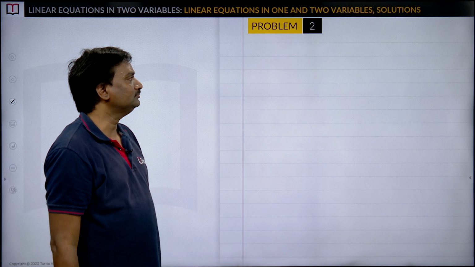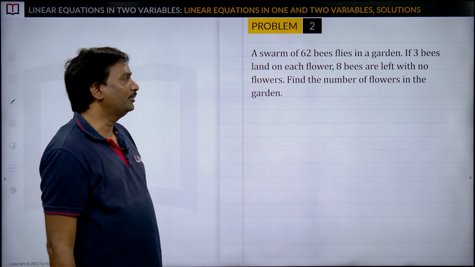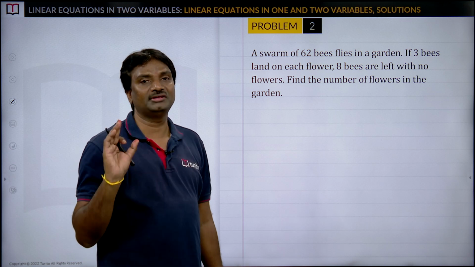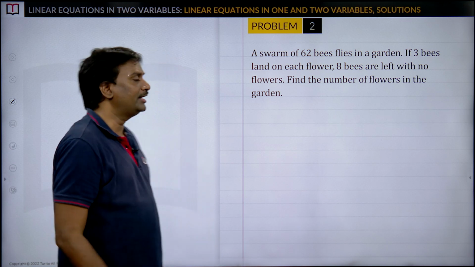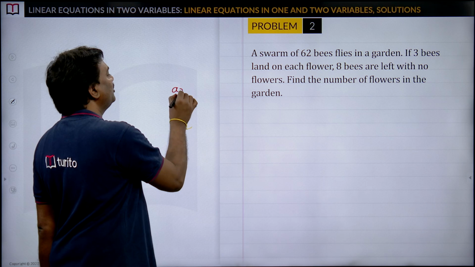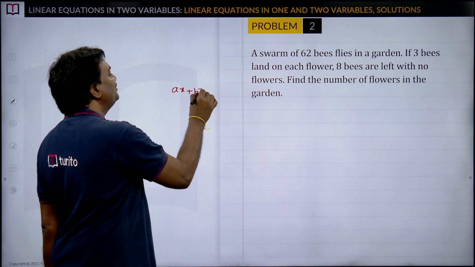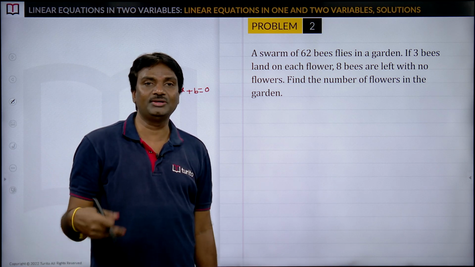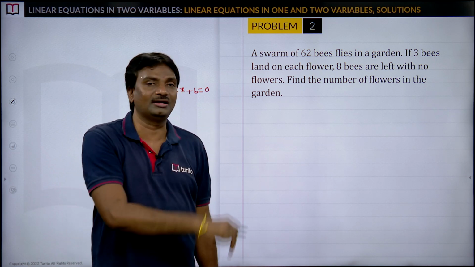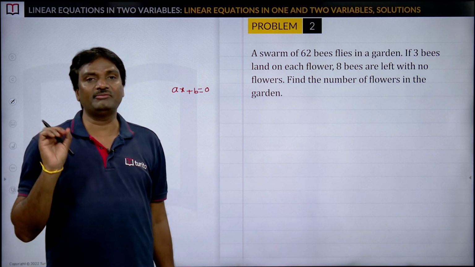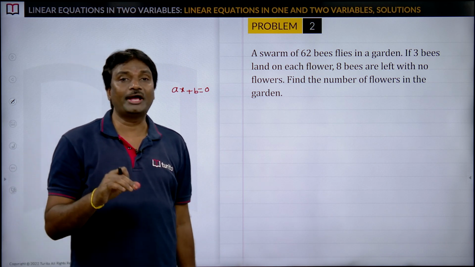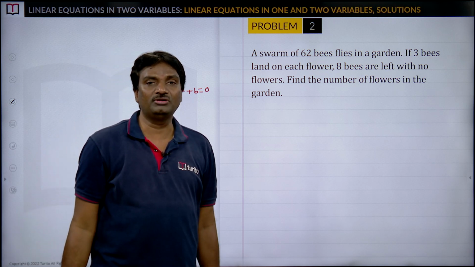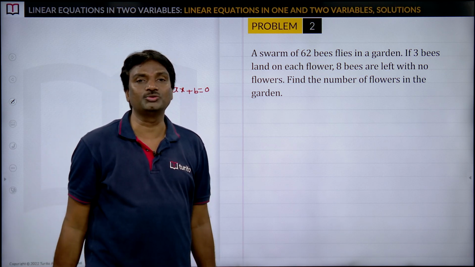Next one. Here we have a word problem. Sometimes we may not have the given linear equations in the standard form. Standard form means Ax plus b equal to 0. Sometimes they give problems in a descriptive manner like this. According to the given problem, we have to express the linear equation in the standard form Ax plus b equal to 0, and from that we can solve the equation.